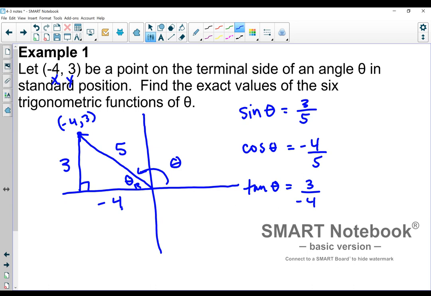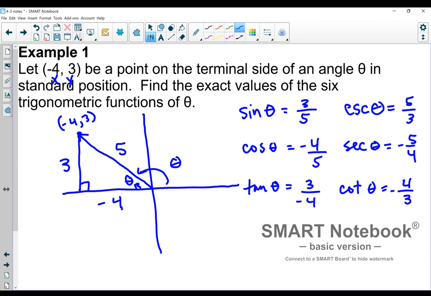I know it's really tempting to think that you can do these without memorizing the XYR, but the XYR is really important. Your life will be so much easier and your answers will be so much more correct if you can remember X, Y, and R. So now I'm just going to go through and do my reciprocals. Cosecant 5/3, secant of theta negative 5/4, and cotangent negative 4/3. So I used that triple.